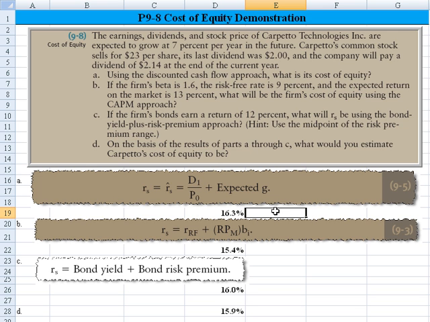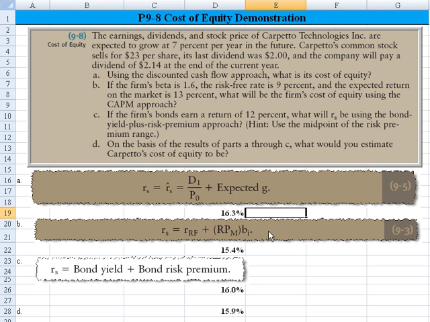Alright, let's take a look at B now. If the firm's beta is 1.6, the risk-free rate is 9%, and the expected return on the market is 13%, what will be the firm's cost of equity using the capital asset pricing model, or CAPM approach?